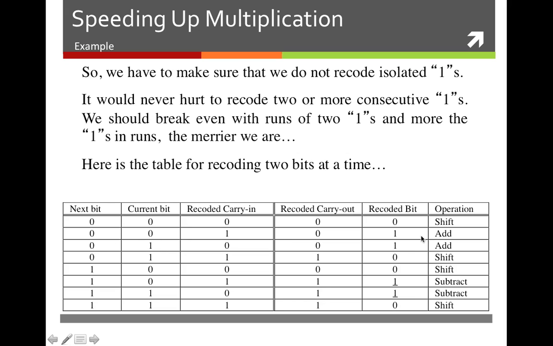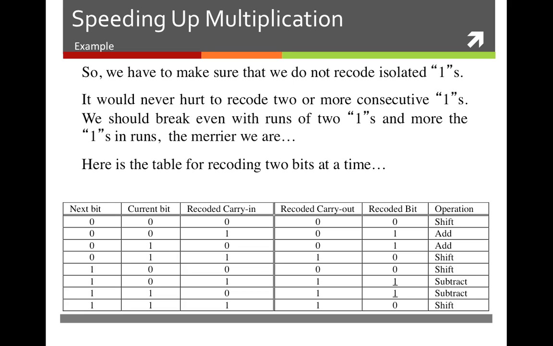It should not be actually recorded, so we just put it as a recorded bit of 1. That means we didn't put a -1 in there. Now here's an interesting case where we have a current bit of 1 and a recorded carry-in of 1. That means now we have two 1s together in this position, and that really corresponds to a shift, effectively, because two 1s coming together tells us that we've had a recoding done before, and now we have a 1 in the current bit position.